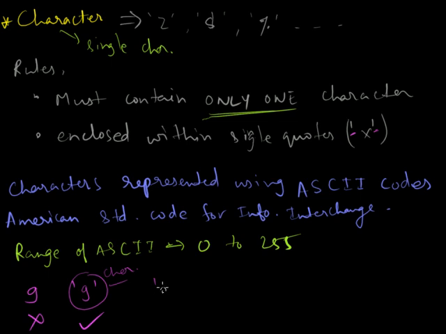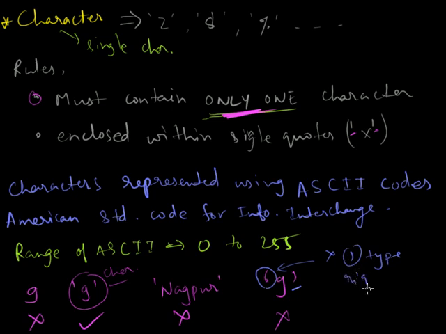What if I say Nagpur in single quotes? This is wrong. Rule number 1: must contain only one character. So this contains more than one character. So that's wrong. If I say 9 like this, this is also wrong. It would appear correct, but if you look at it carefully, this single quote is wrong. It should be of this type, only the right single quote is allowed, not other.